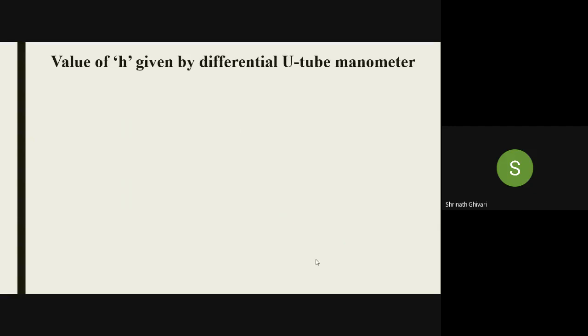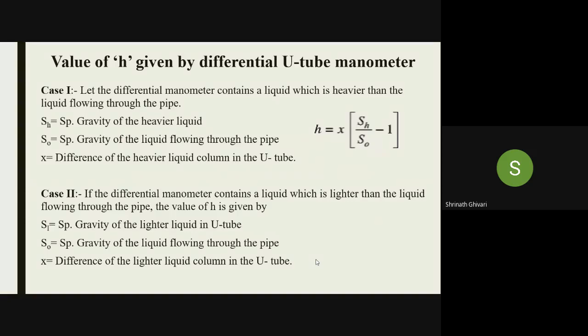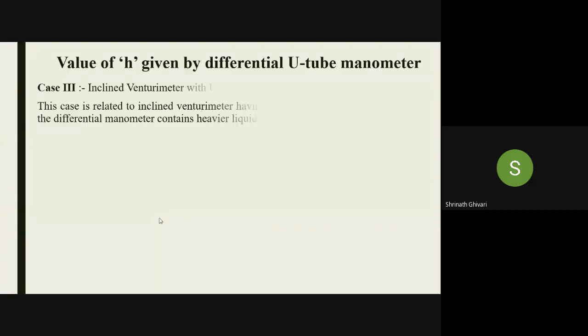The value of H is given as H equal to X into S_m by S_0 minus 1. If there is a lighter liquid in the differential manometer, and the fluid flowing through the pipe has more specific gravity compared to the differential manometer liquid, then the equation will be like this, in the same way as the previous one.